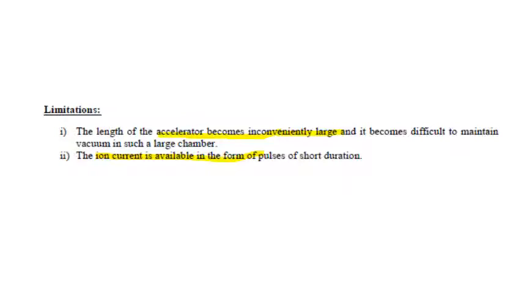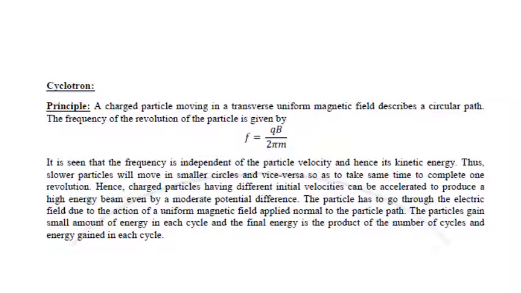Due to this limitation, we move to another one. A cyclotron, as its term says, is cyclic, meaning rotation, something in a cyclic motion. The basic principle is a charged particle moving in a transverse magnetic field. When the particle is moving, we are applying magnetic field perpendicular to that. And we have already discussed in the previous lectures, when we apply perpendicular magnetic field, this will describe a circular path of your particles. And the frequency of the revolution of the particle is given as this.